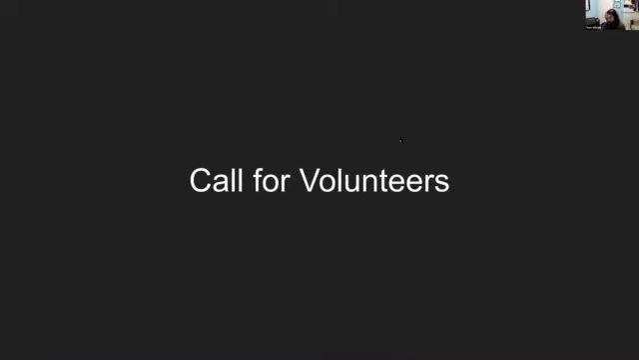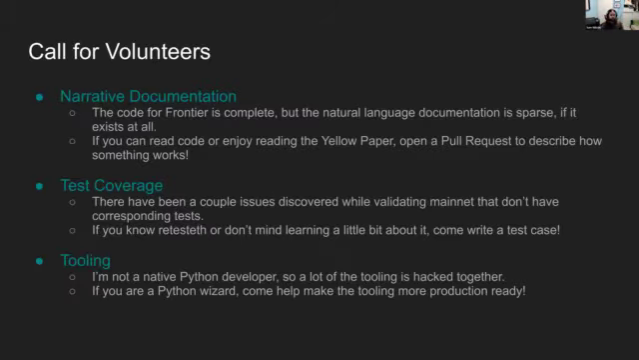So I just want to quickly put out a call for volunteers. There's three things that I think are really easy to get started on and where I'd like to get some help. One is the narrative documentation. The code's finished for Frontier. But if you can read code or read the yellow paper, I'd love to get some pull requests in to actually start writing the narrative, just like the English annotations.